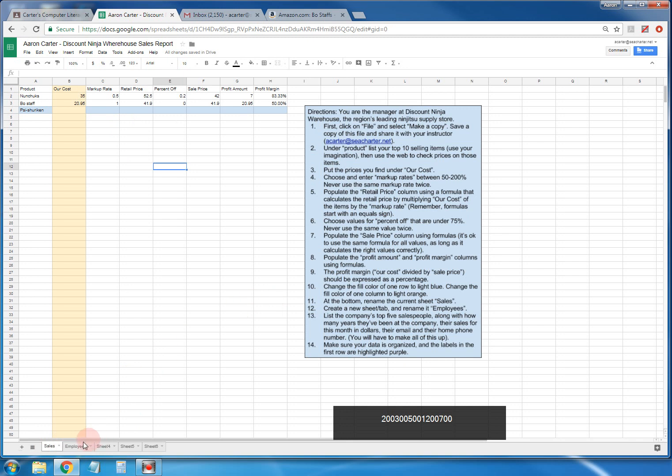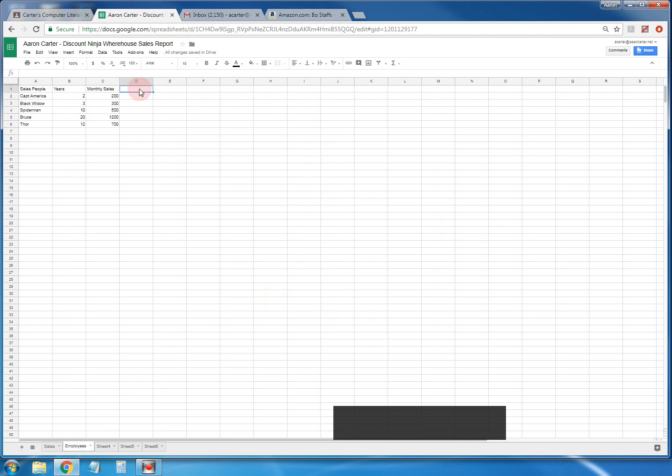Email and home phone. All right. Email, home phone. Trying to remember Captain America's real name. I don't remember what it was, so. Captain America at Avengers.org. Remember, there's never spaces in email addresses.